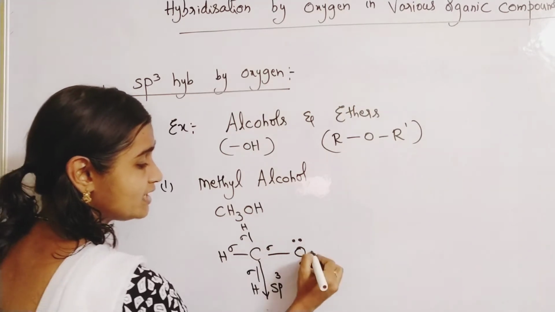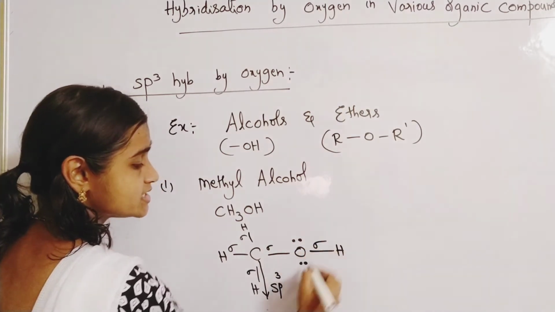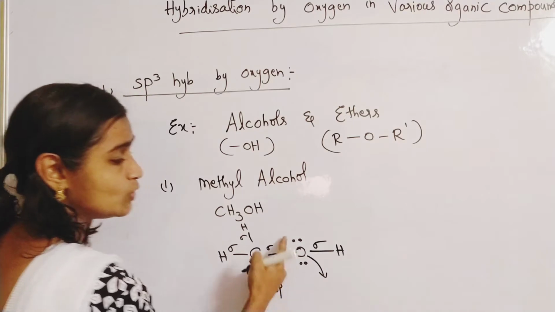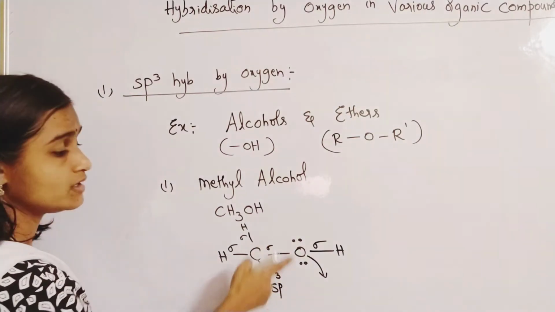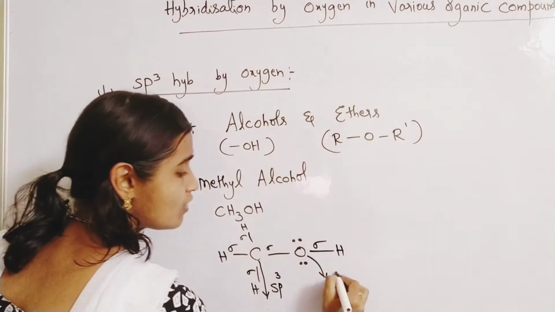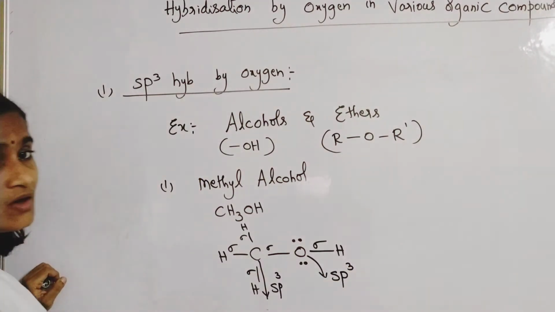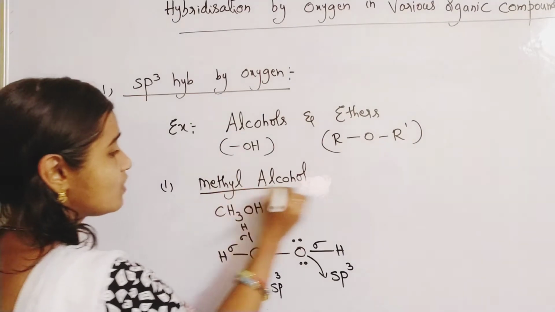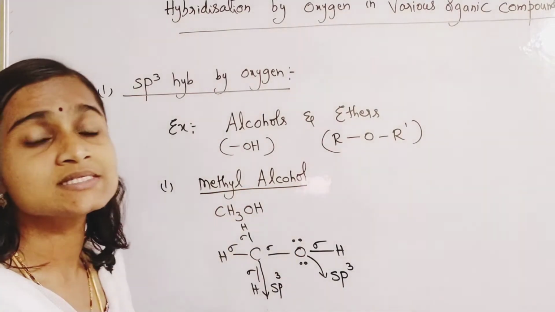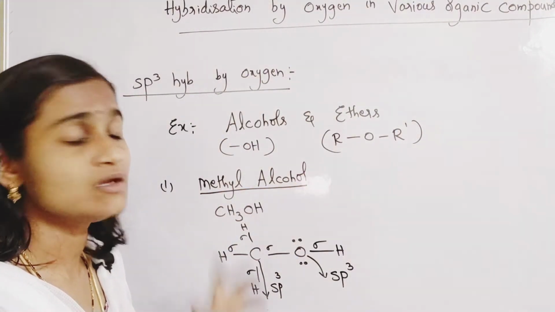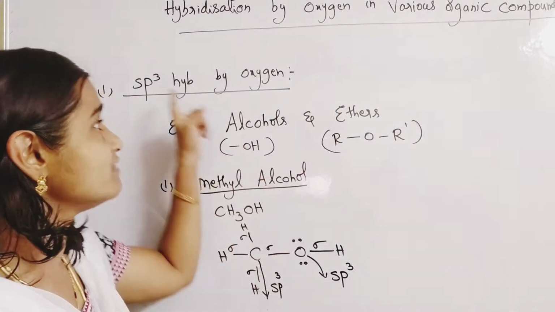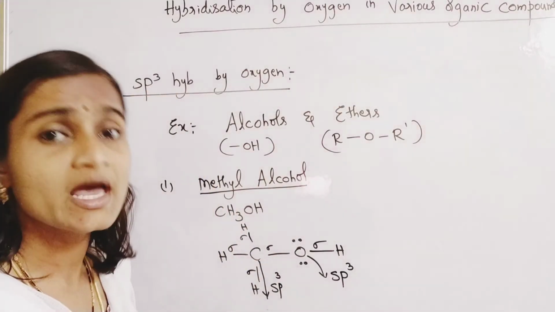One with carbon and another with hydrogen. It is forming 2 sigma bonds and 2 lone pairs are there. Okay, now 2 lone pairs you can see. So oxygen is also undergoing sp3 hybridization. Okay, so in the methyl alcohol family, in alcohols, wherever you are finding oxygen, it always undergoes sp3 hybridization.